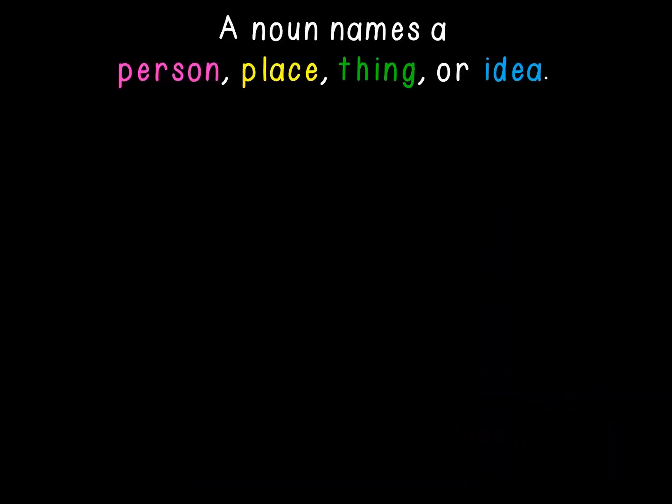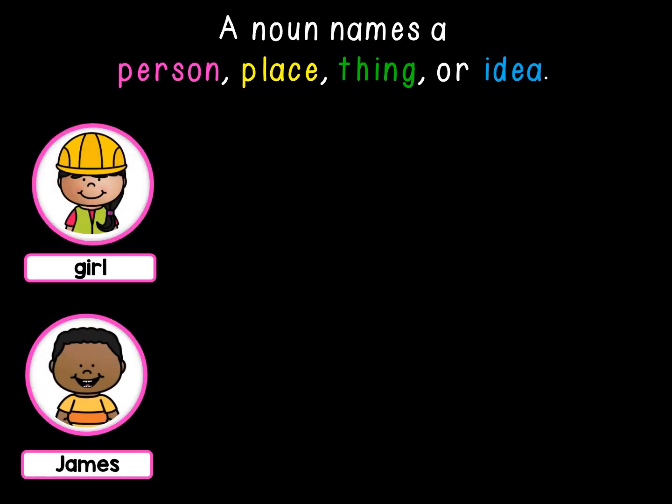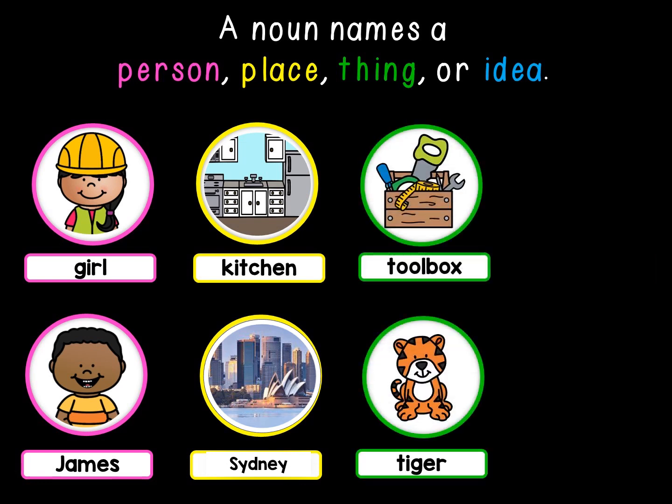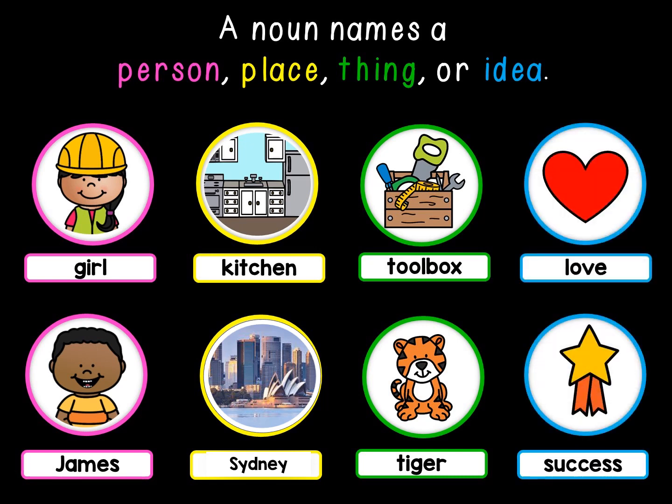So let's go back and review what we already know. A noun names a person, place, thing, or idea. For example, person: girl, James. Place: kitchen, Sydney. Thing: toolbox or tiger. An idea: love or success.